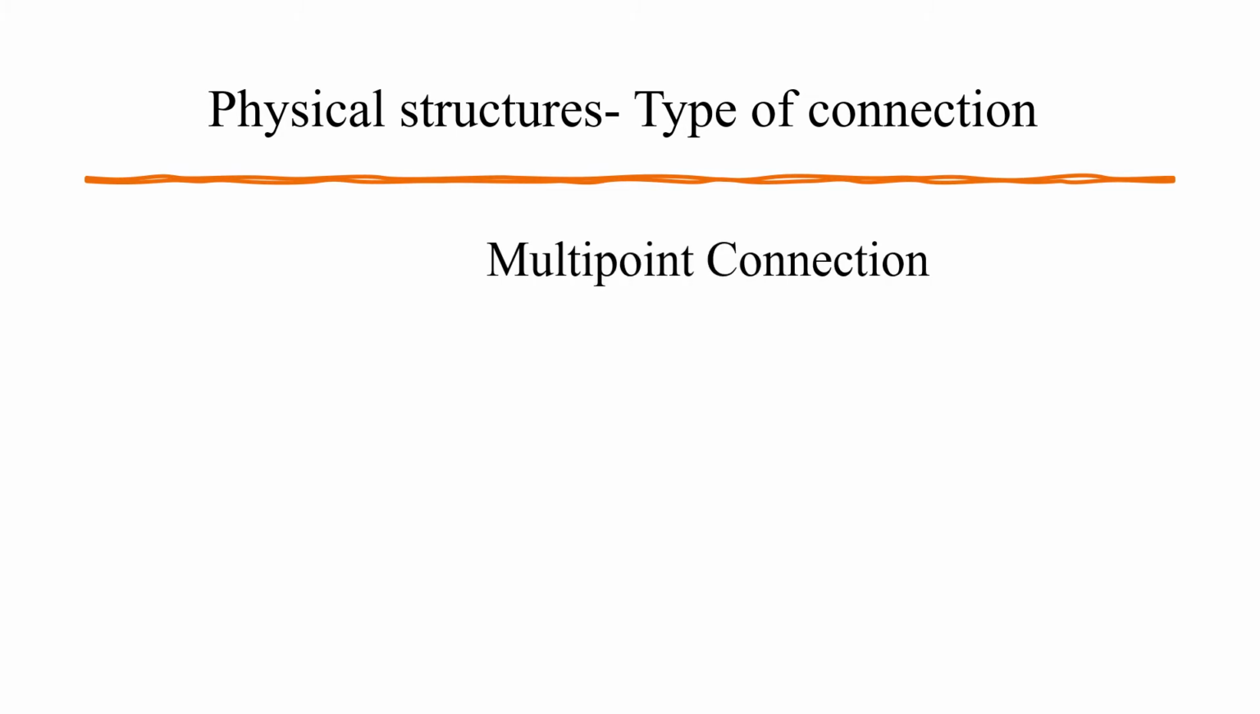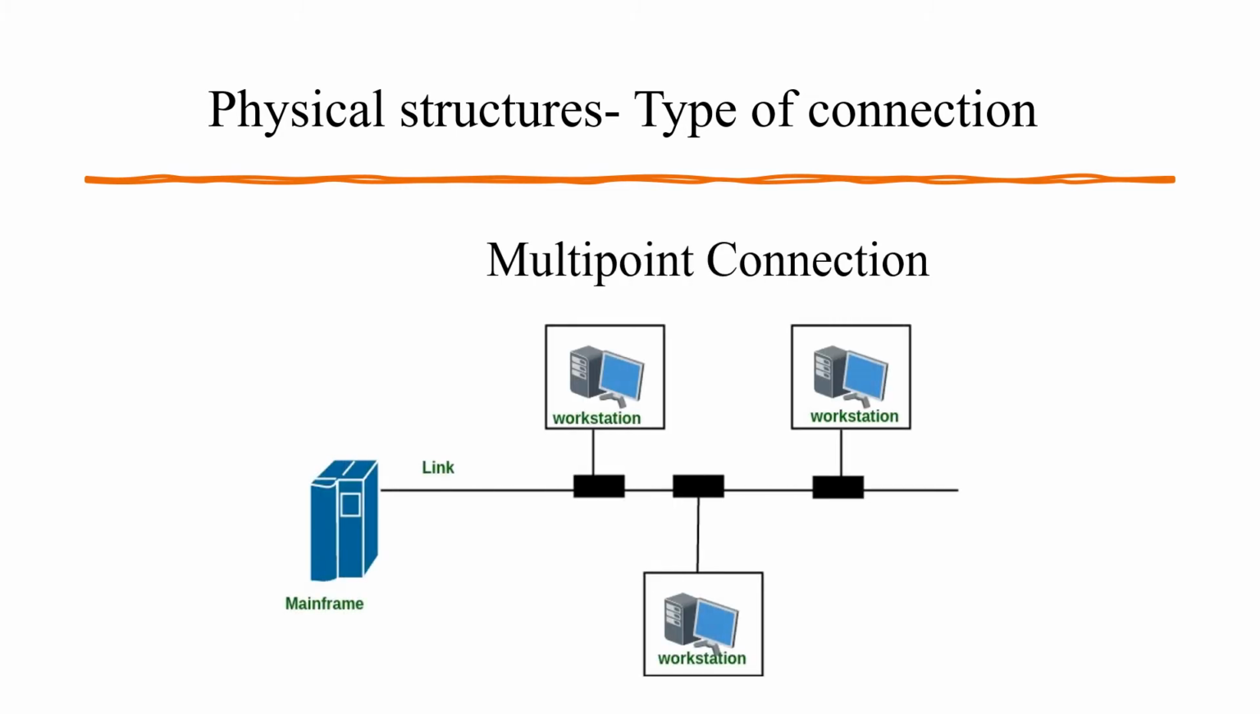The second type of connection is the multipoint connection. A multipoint connection, or multi-drop, is one in which more than two specific devices share a single link. In a multipoint environment, the capacity of the channel is shared either spatially or temporally. If several devices can use the link simultaneously, it is a spatially shared connection, whereas if users must take turns, then it is a time-shared connection.